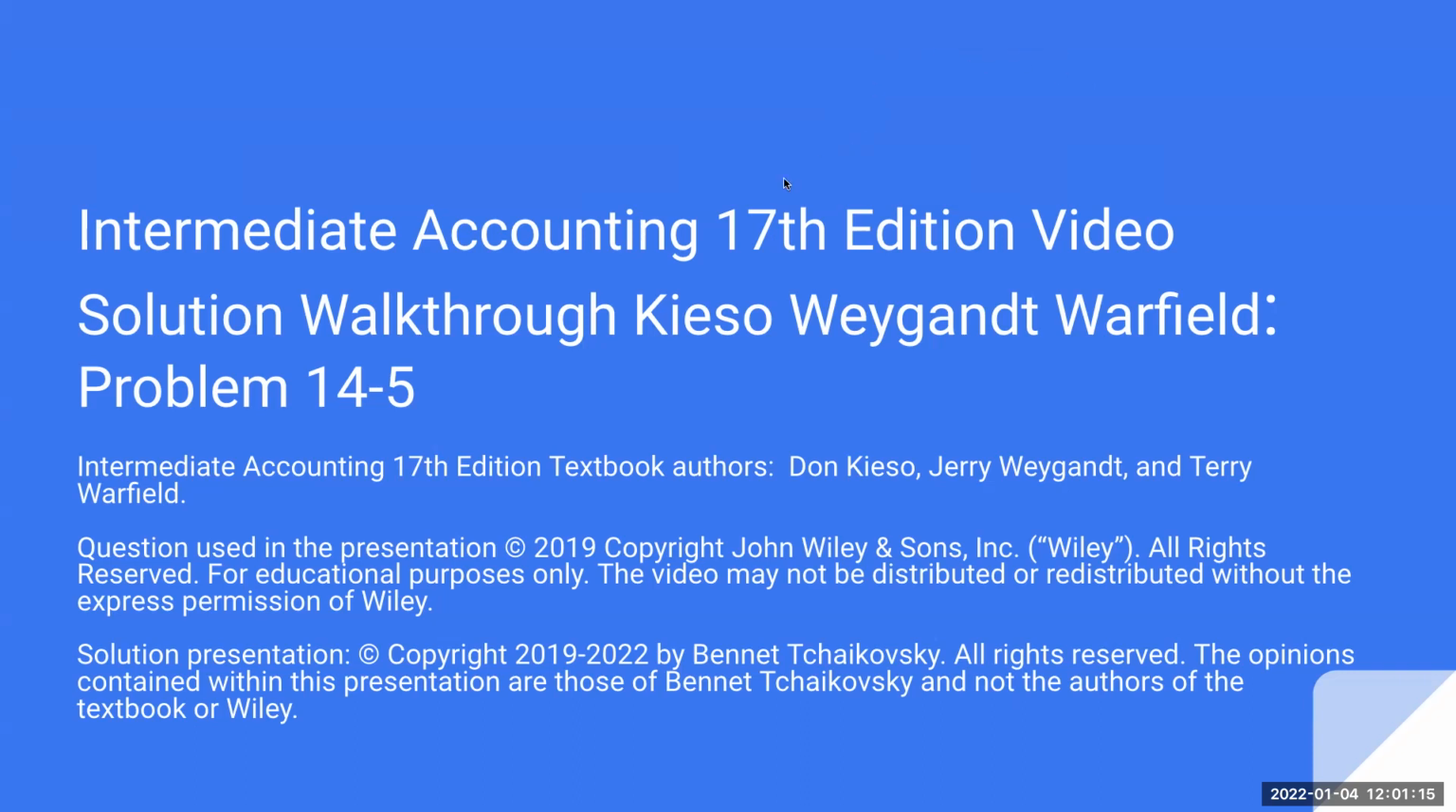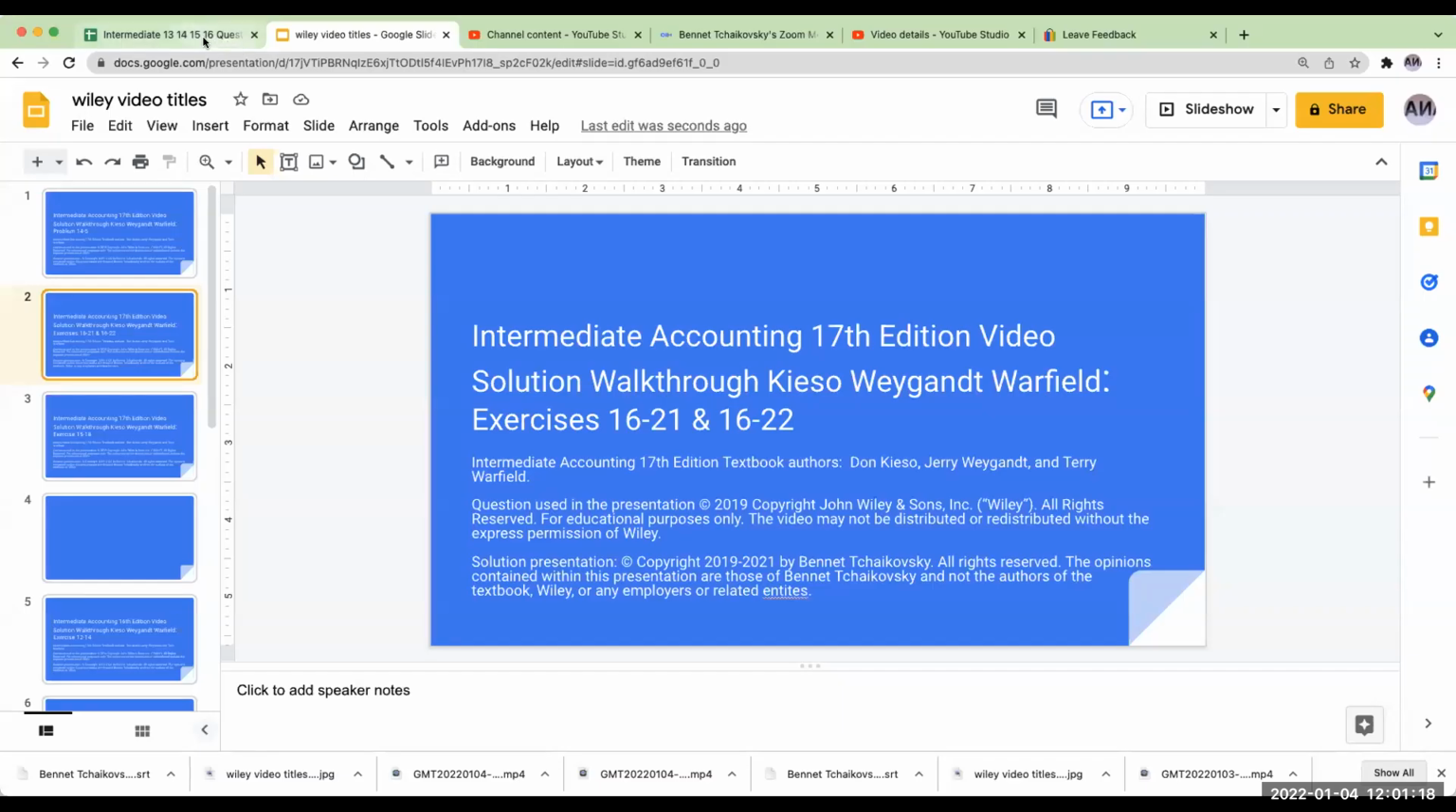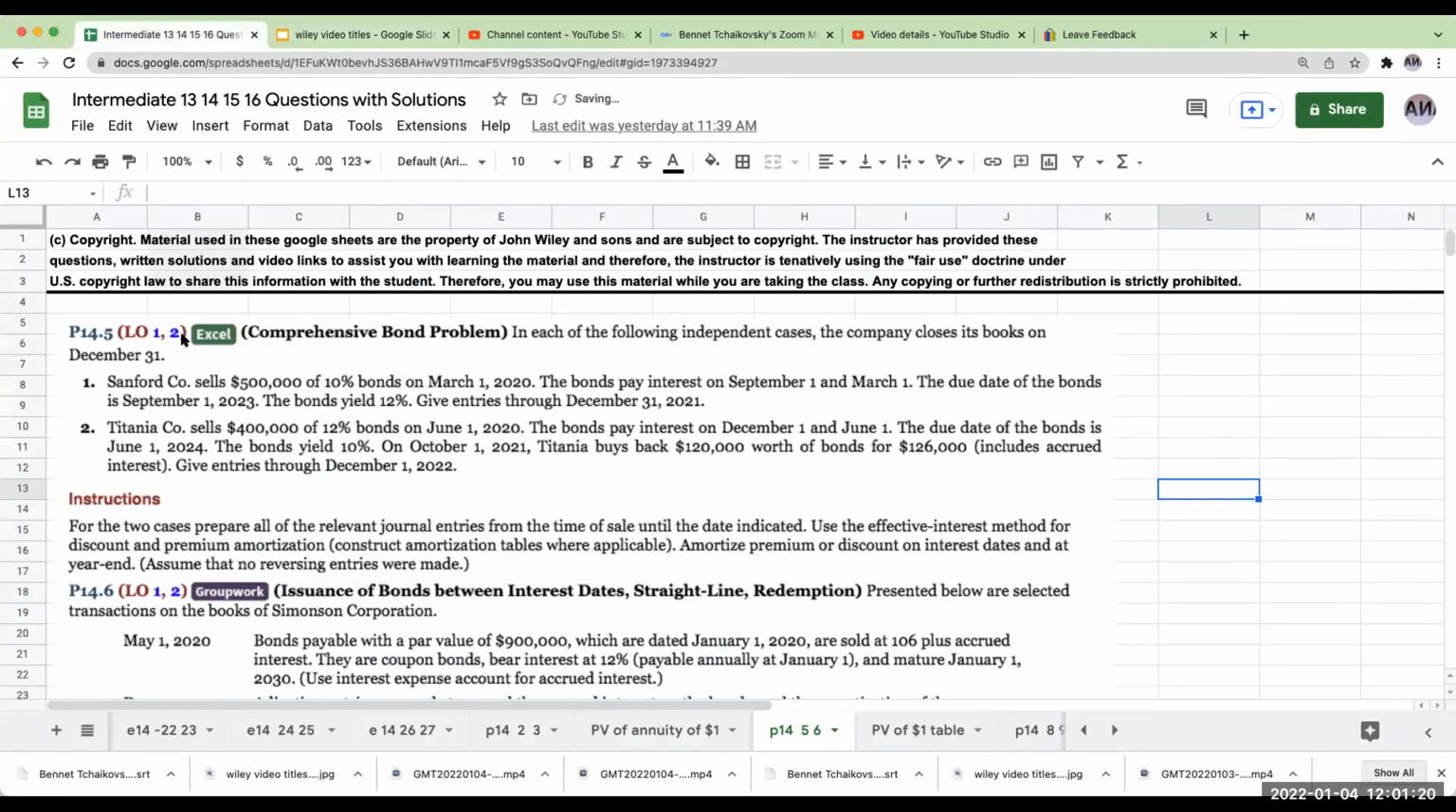Okay, let's have some accounting fun. So here we've got problem 14-5. In each of the following independent cases, the company closes its books on December 31st. So Sanford sells $500,000 of its 10% bonds on March 1st, 2020. The bonds pay interest on September 1st and March 1st, so it's semi-annual. The due date on the bonds is September 1st, 2023. The bonds yield 12%. Give entries through December 31st, 2021.